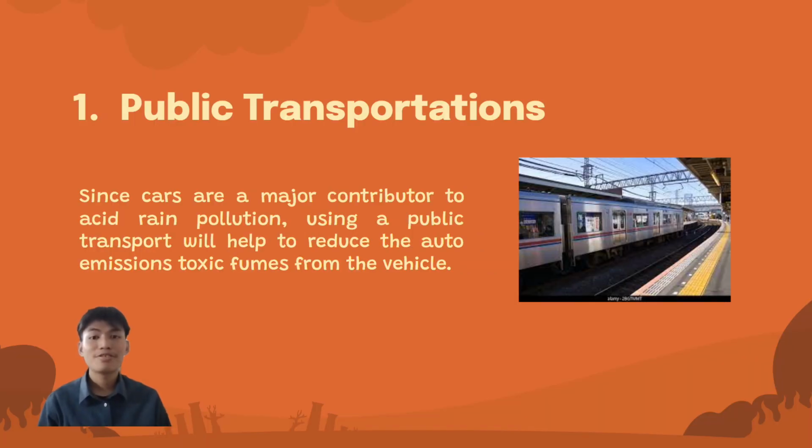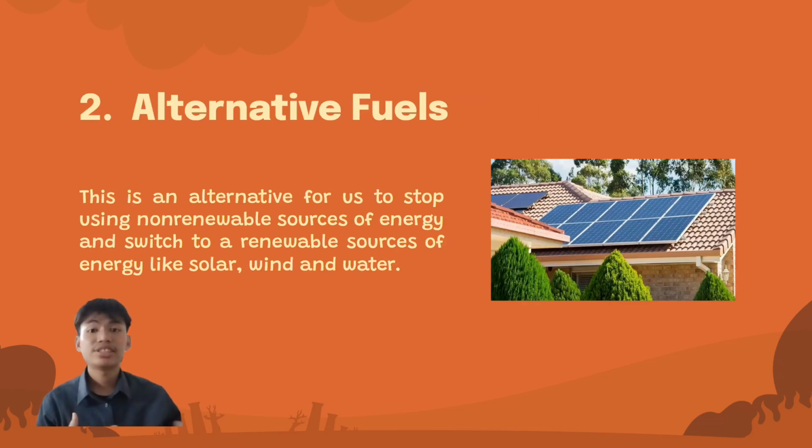Moving on to the ways of prevention. First, we can use public transport. Since cars are a major contributor to acid rain pollution, using public transport can help to reduce the auto emission of toxic fumes from vehicles. Other than that, we can use alternative fuels. This is an alternative for us to stop using non-renewable sources of energy and switch to renewable sources of energy like solar, water, and wind.